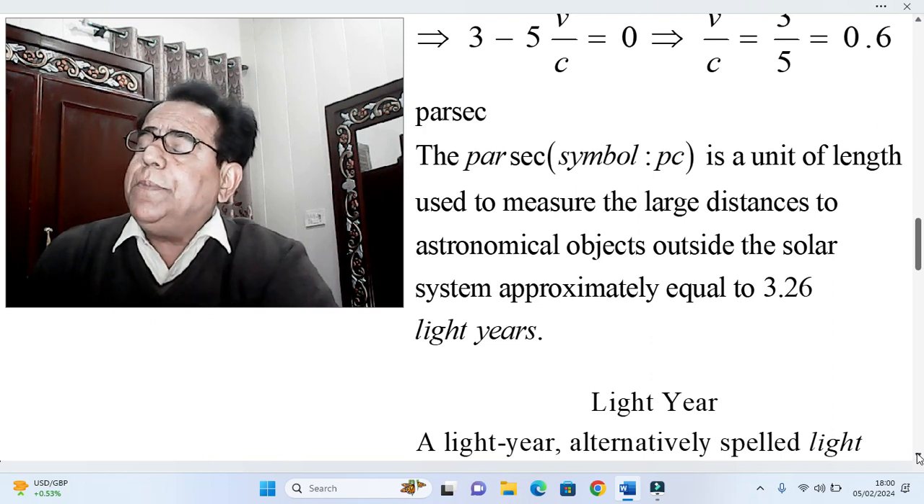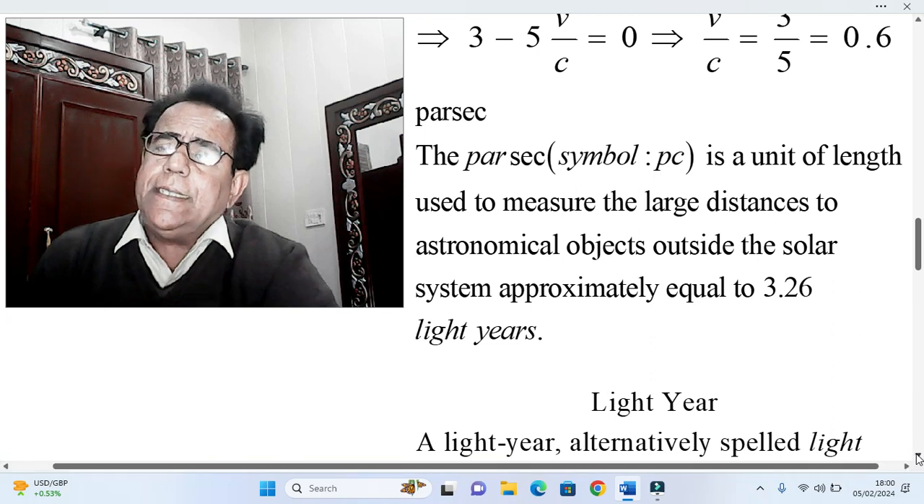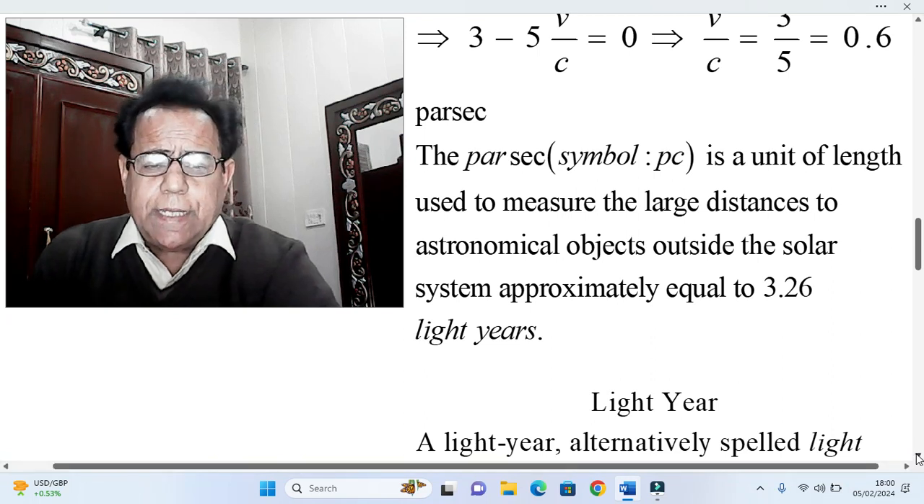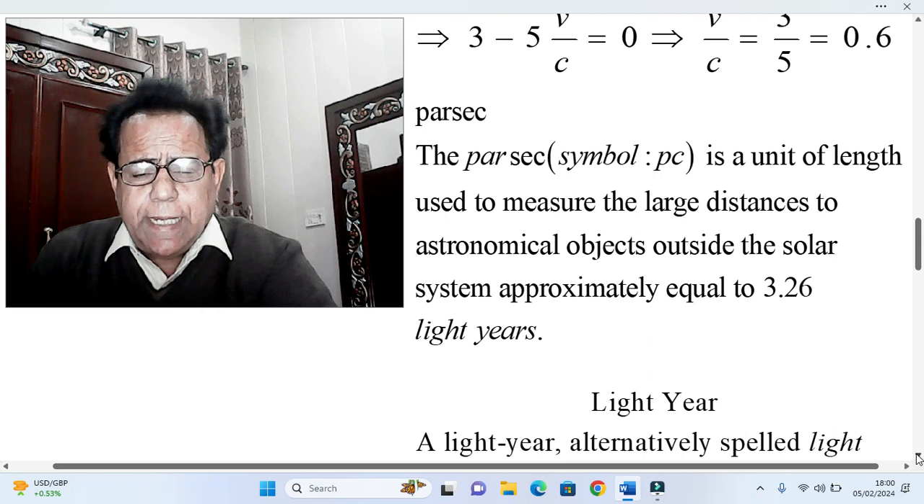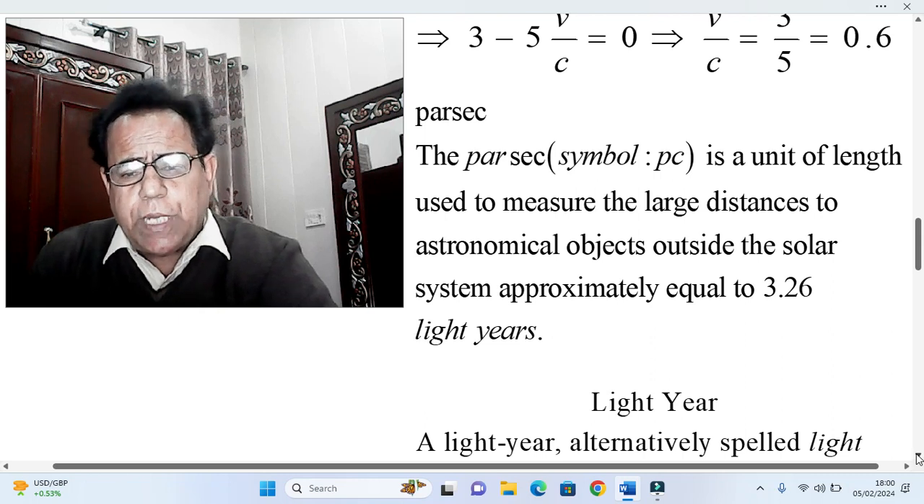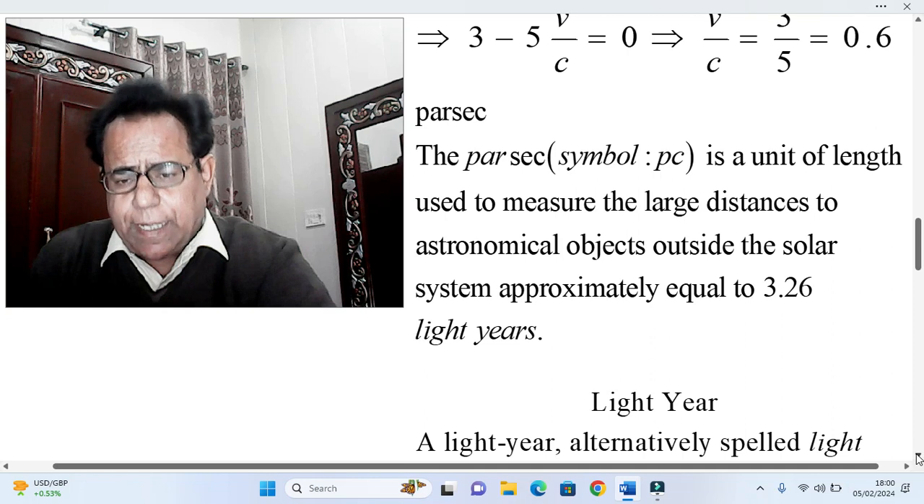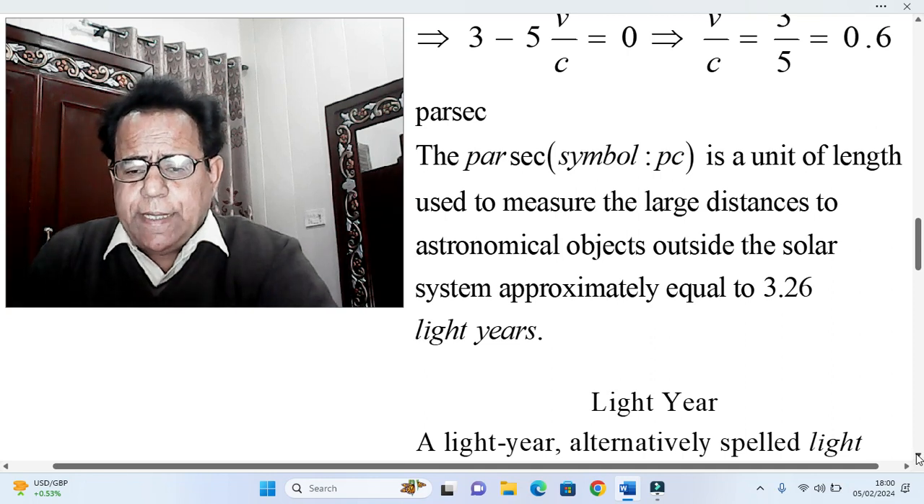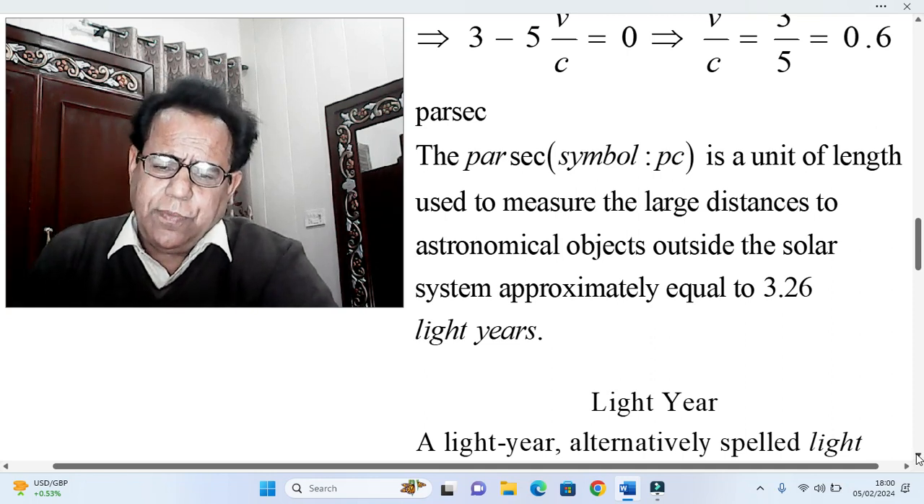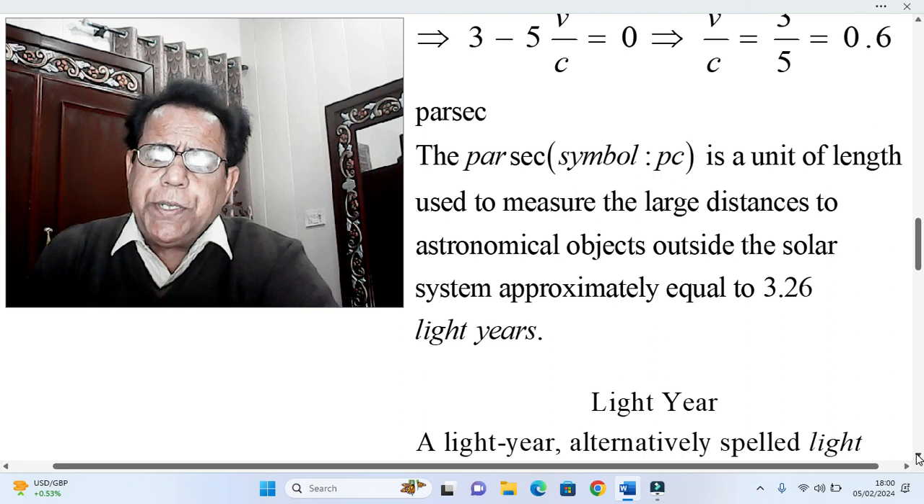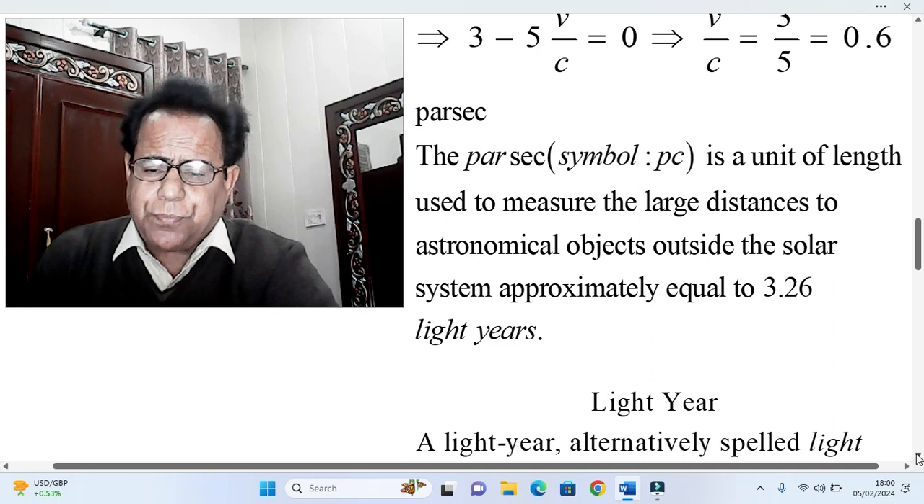Actually, light year means light, that is c, the speed of light, that is to say 2.998 or 3.0 times 10 raised to the power 8 meters per second, multiplied by a year. Here, 365 days, with one leap year every fourth year, so 365.25 times 24 hours times 60 minutes times 60 seconds.